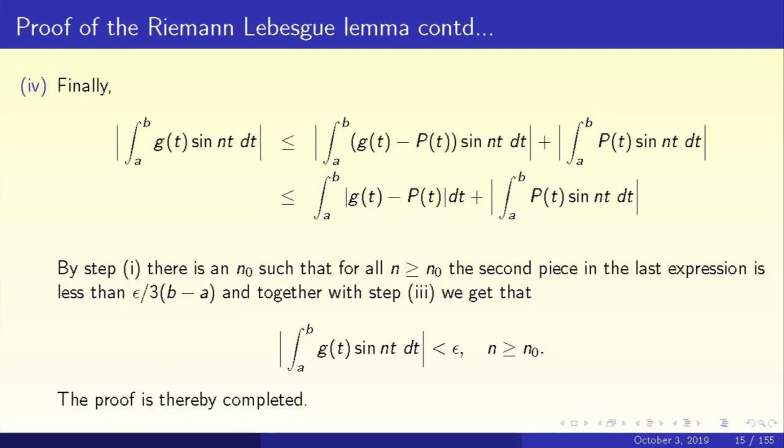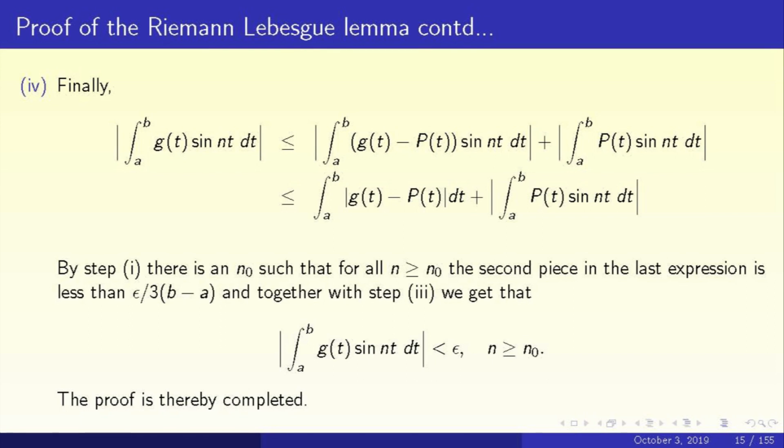Take the absolute value inside the integral. Mod sin nt is less than 1. So we get the integral from a to b of mod g(t) minus p(t) dt. But that piece is less than 2/3 epsilon from the previous slide. Now look at the last piece, the integral from a to b of p(t) sin nt dt. But that goes to 0 because we have verified the Riemann-Lebesgue lemma for polynomials.